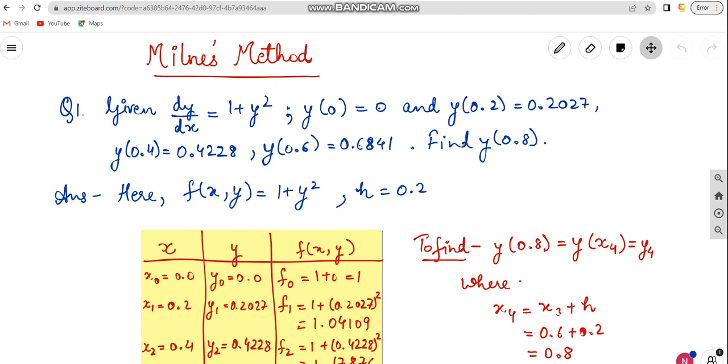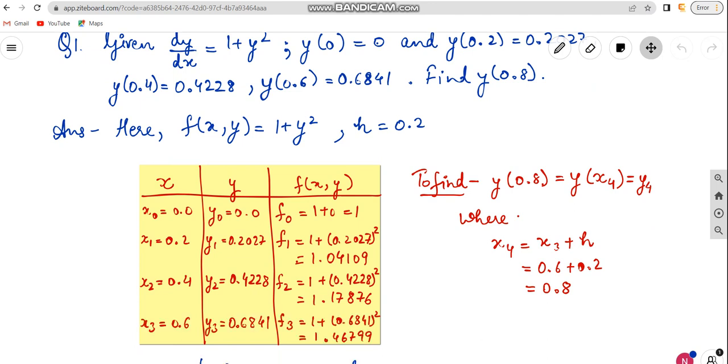Let us see one question of Milne's method. Given dy by dx is equal to 1 plus y square, with the initial conditions y at 0 is equal to 0, and we are given the other three values as well. So you will see here I have made a table of x and y's that is given to us, x0, x1, x2, x3 as 0.0, 0.2, 0.4, 0.6, and the corresponding yi's which is given in the question. So we have to find here y at 0.8.